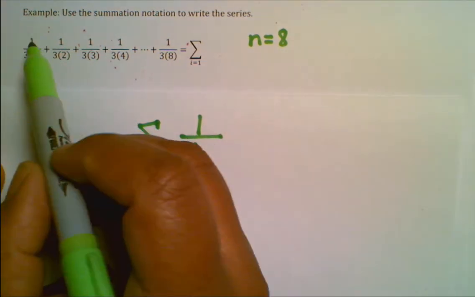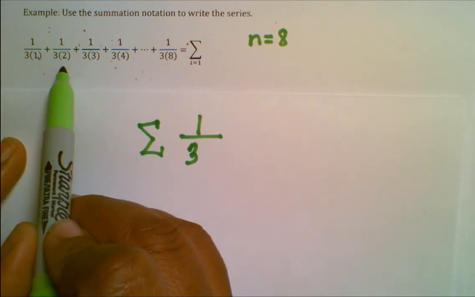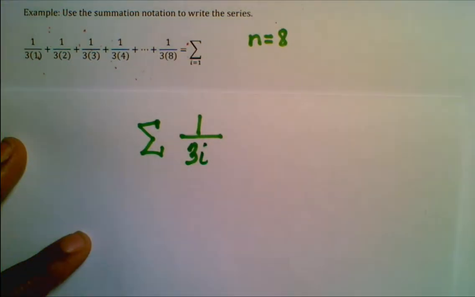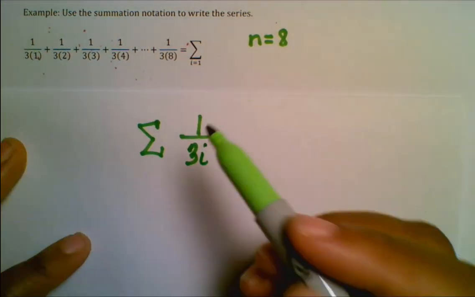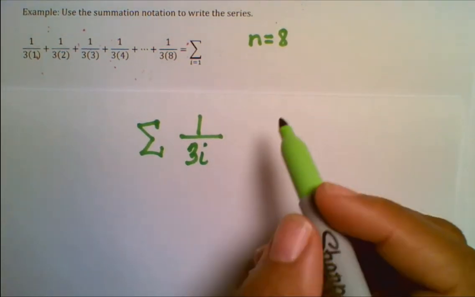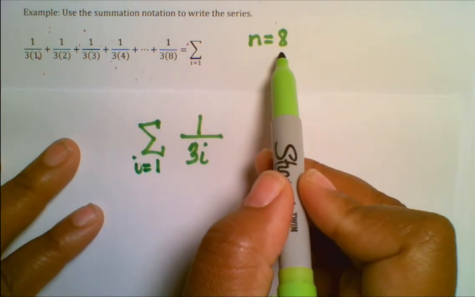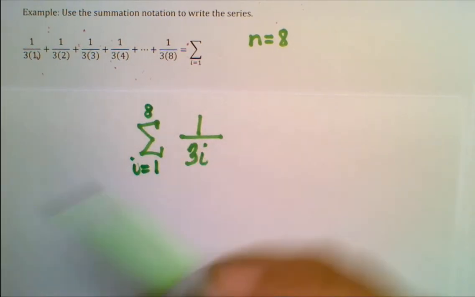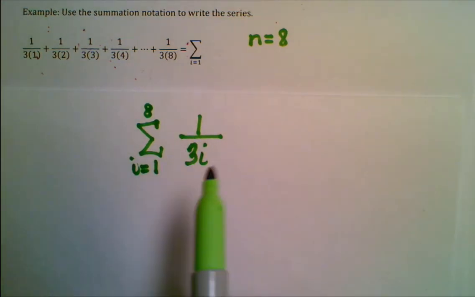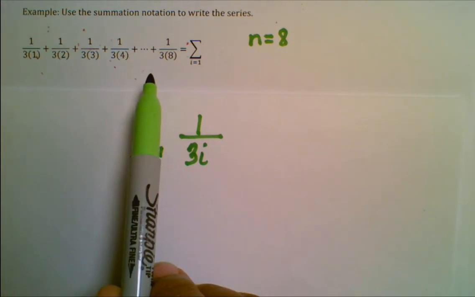So since each term is changing, we have the first term being 1, the second term being 2, the third term being 3, and so on. Our next to our 3 is going to be I. So we're saying the sum of 1 over 3I as I goes from 1 to, and where does it end? 8. So this is our summation as we look at this series that we have noted here.